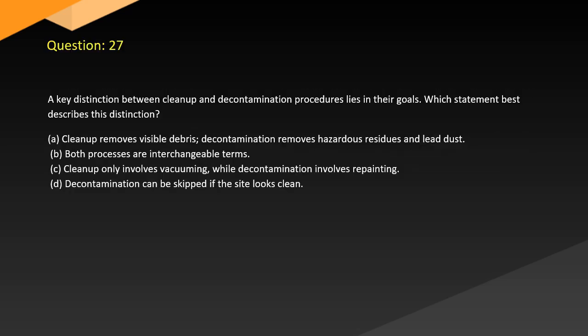Question 27. A key distinction between cleanup and decontamination procedures lies in their goals. Which statement best describes this distinction? A. Cleanup removes visible debris. Decontamination removes hazardous residues and lead dust. B. Both processes are interchangeable terms. C. Cleanup only involves vacuuming, while decontamination involves repainting. D. Decontamination can be skipped if the site looks clean.